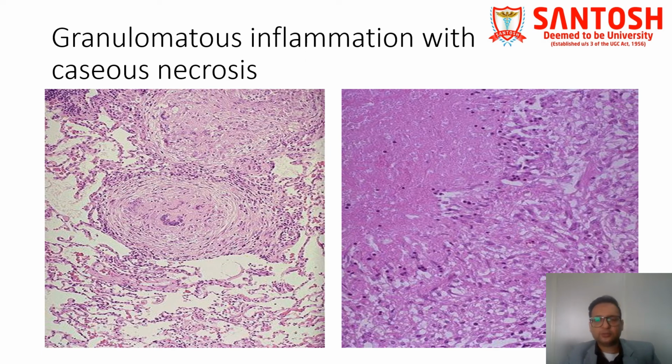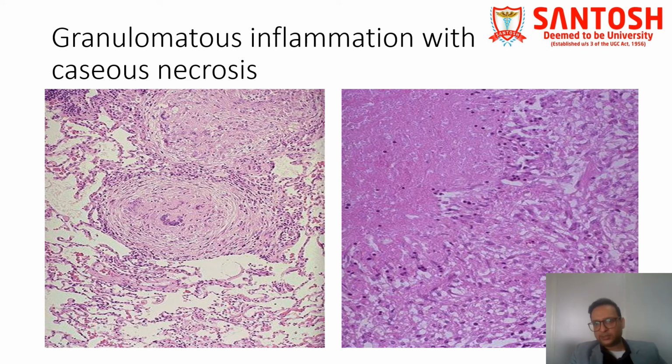So granulomas also can be caseating and non-caseating. In the initial stages, caseous necrosis does not develop. In later stages, when there is marked tissue destruction, caseation can occur. So this is non-caseating tubercular granuloma, which shows Langerhans type of giant cell, epithelioid cells, lymphocytes and fibrous tissue.